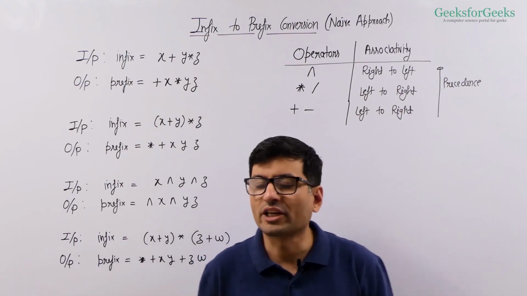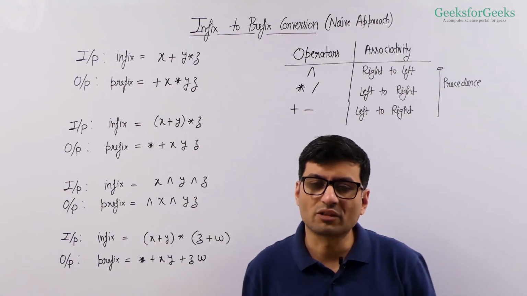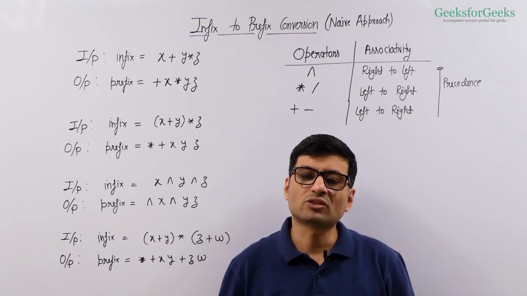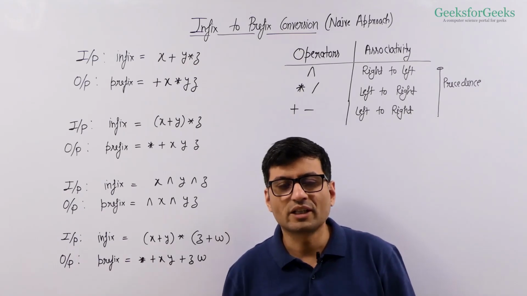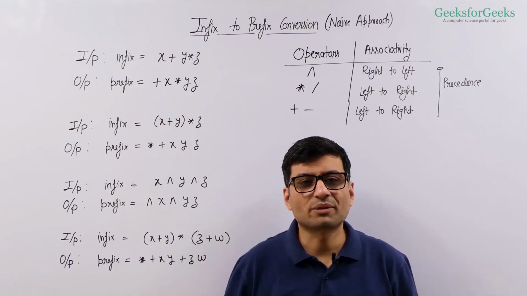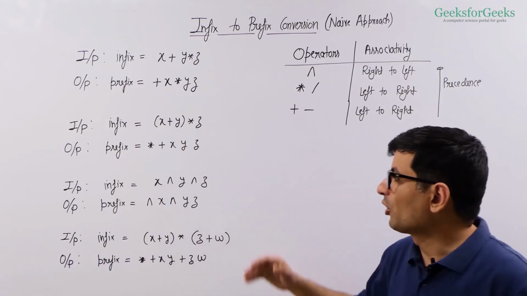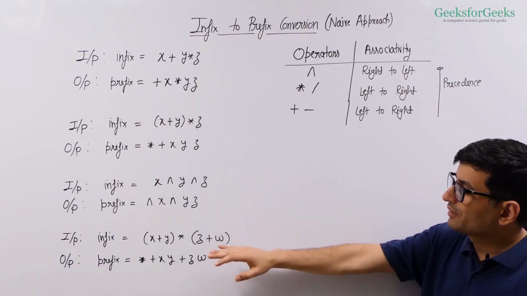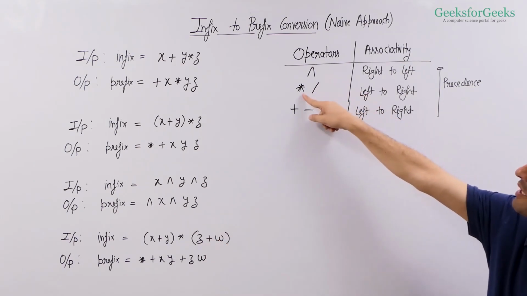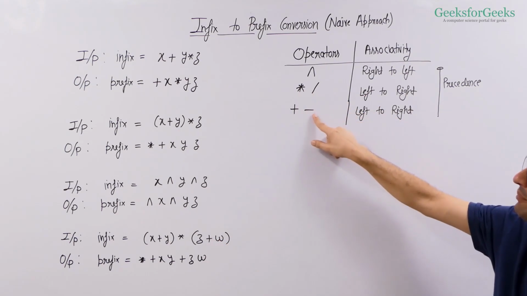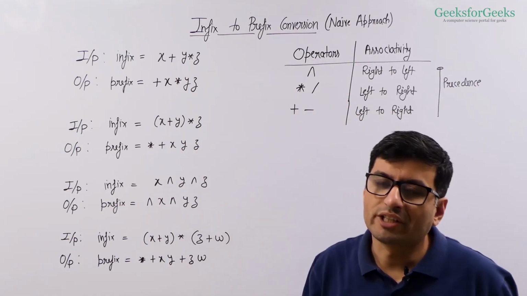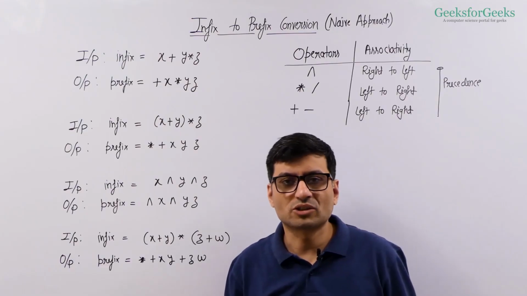These strings contain operands which are English alphabets like A, B, C, D, X, Y, Z. These strings also contain operators and brackets, and all these characters or tokens are separated by space. The operators that we are going to have in these input expressions are the power operator, multiplication, division, addition, and subtraction. And these operators have certain associativity and precedence rules.